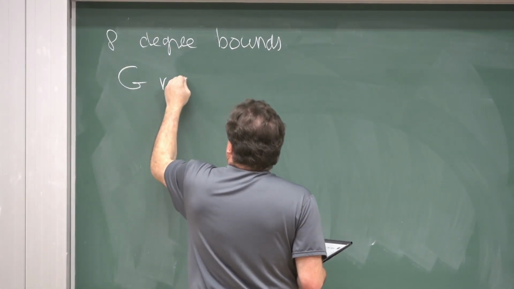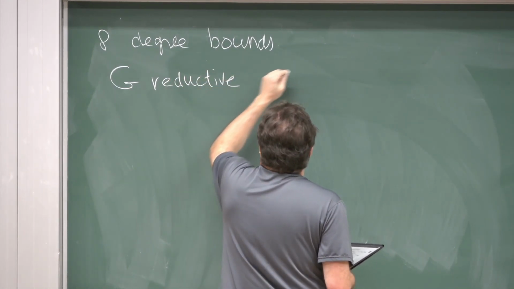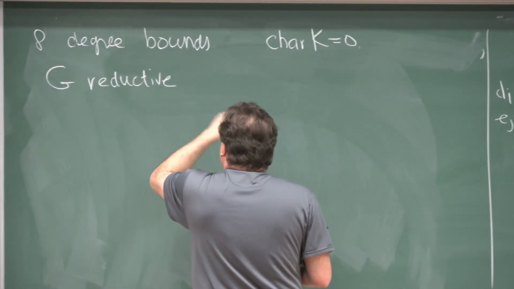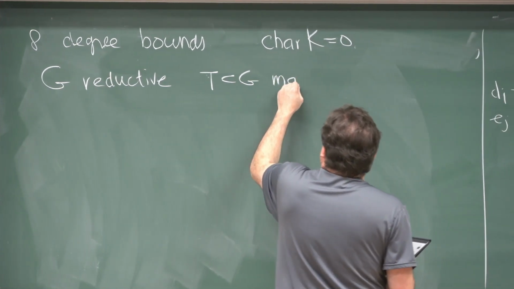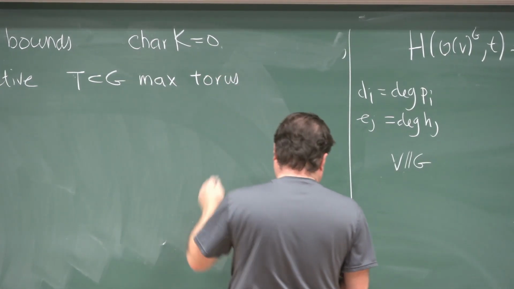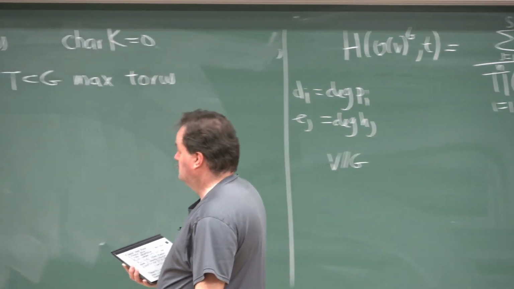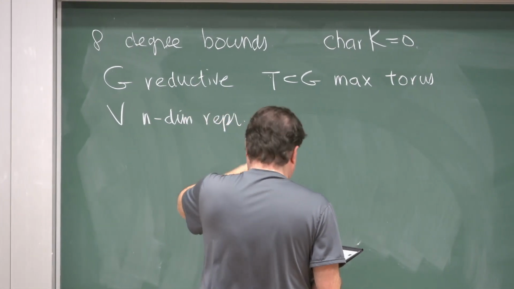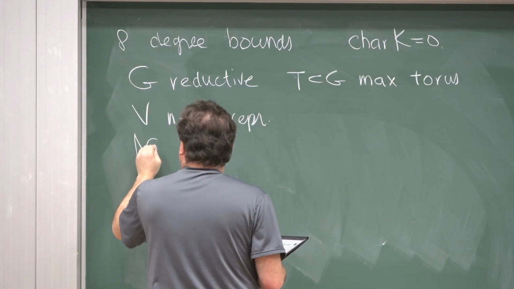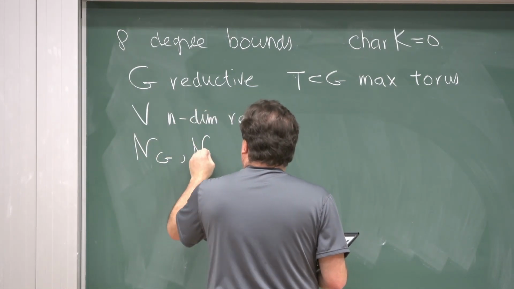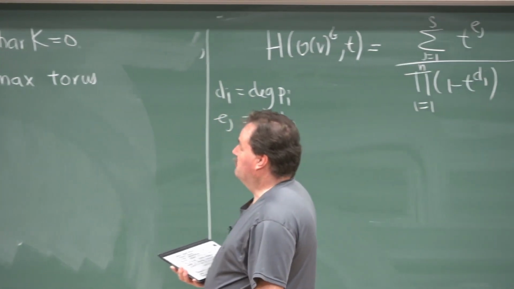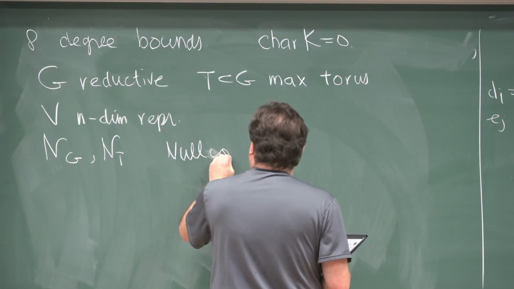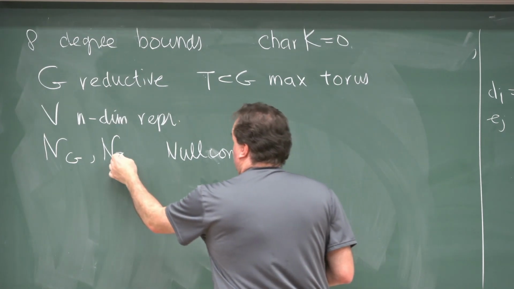So let's say G is reductive, and let's also say the characteristic is now 0. We have a maximal torus T, and V is an n-dimensional representation. We can again look at the null cone, either for G or for T. So these are the null cones: one with respect to G, and one with respect to the action of T.